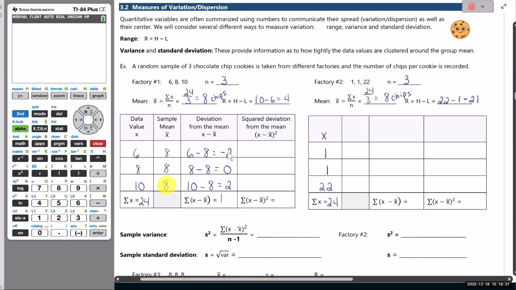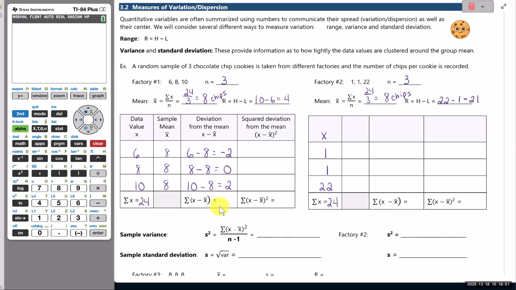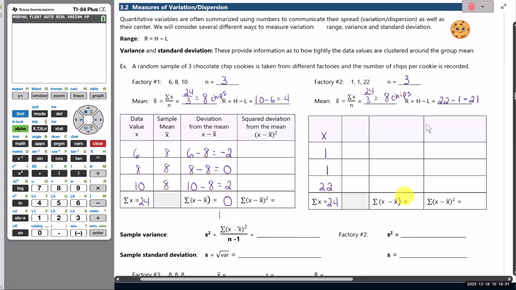Okay, so if we were to add, so capital sigma there, if we were to add these deviations together that we just found, you'll see the -2 and +2 cancel to 0 plus another 0. So that sum of that column is going to be 0. Now, I'm going to let that factory number 1 go for a second. We'll come back to it. I just want to do those first 3 columns over here for my second factory.